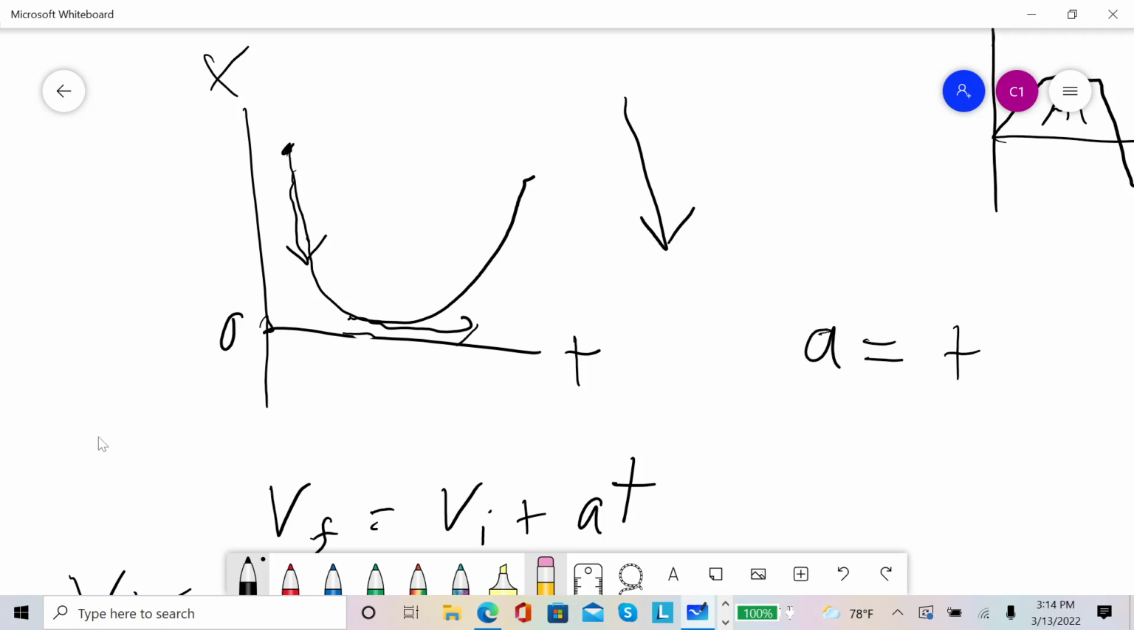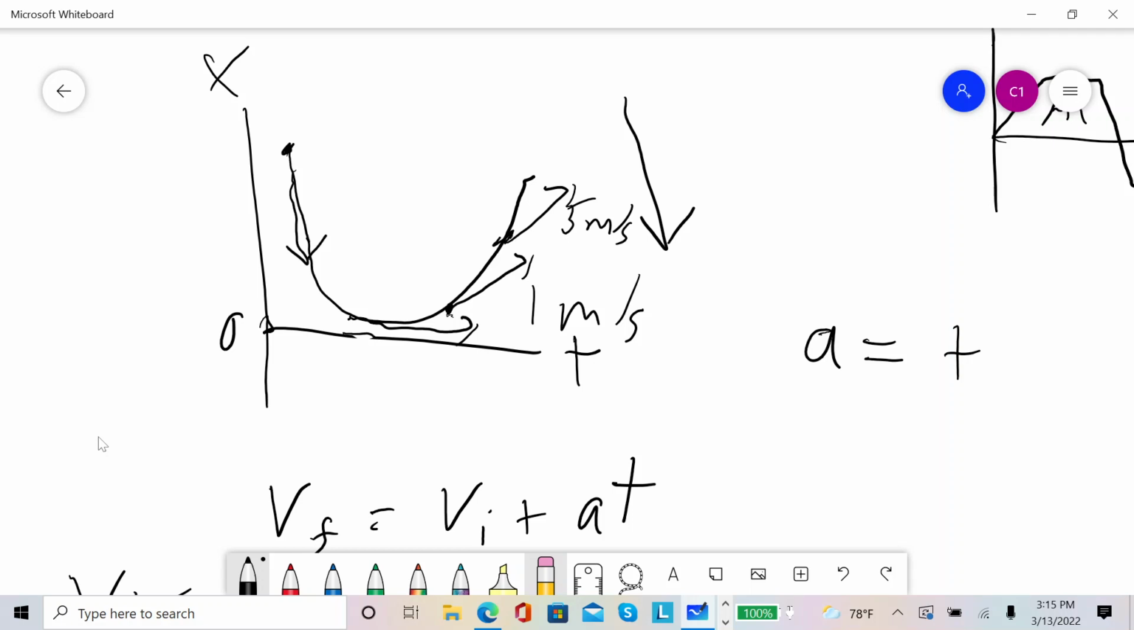And then since the acceleration always stays positive, velocity will start increasing at an increasing rate, which is why you get this curve here. So again, the slope increases at an increasing rate. For example, let's say the slope at this point is 1 meter per second. Here, let's say it's 5 meters per second. So you can see that it's increasing.